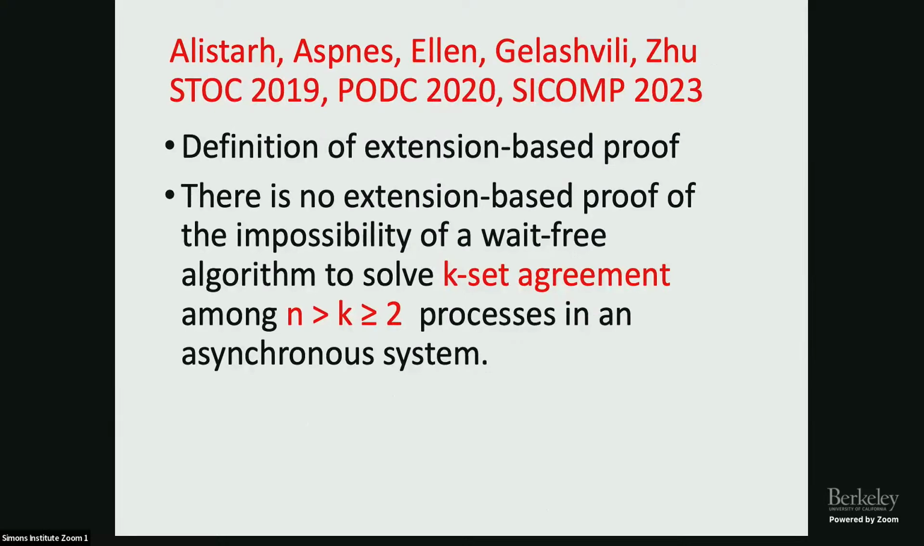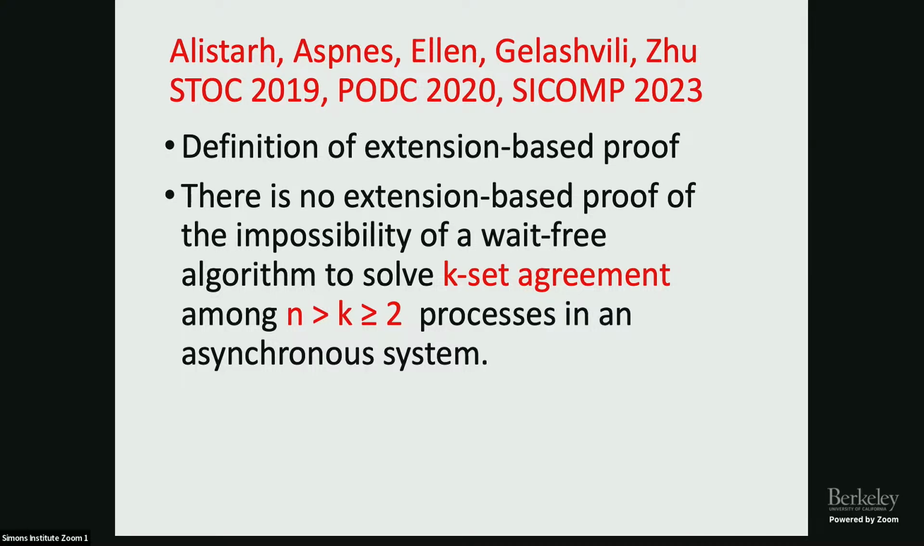Just before the pandemic, together with one of my grad students, a postdoc, and a couple of colleagues, I formalized this question by defining a class of extension-based proofs, which includes valency arguments. Then we proved that there's no extension-based proof of the impossibility of k-set agreement when k is at least 2 and n is greater than k.